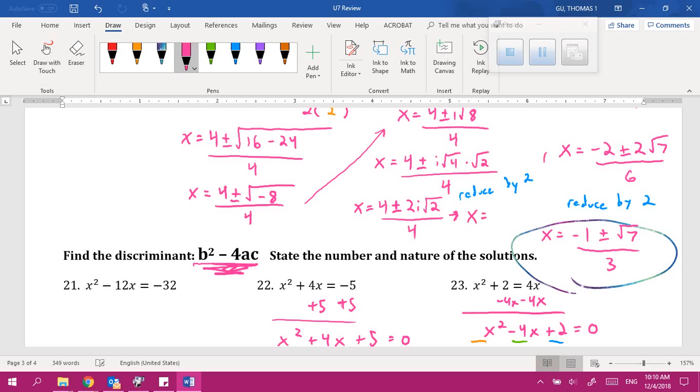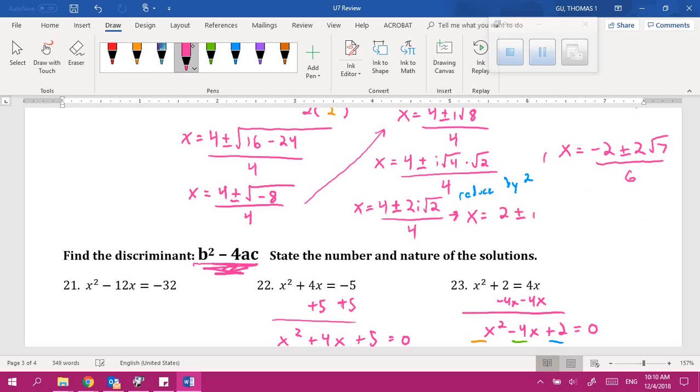X equals 2 plus or minus i. 2. You don't change the one that's inside the square root. That just stays because it's locked under by the square root sign. Over? That's right. So we divided all the whole numbers by 2. And that's your final answer. X equals 2 plus or minus i square root of 2 over 2.